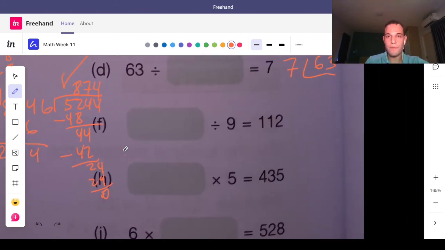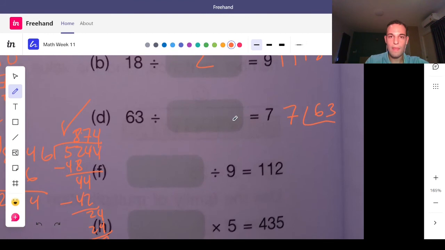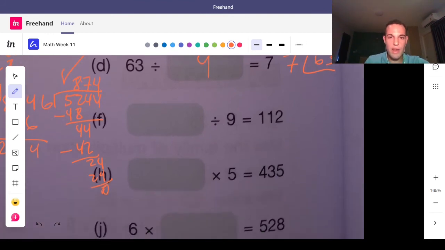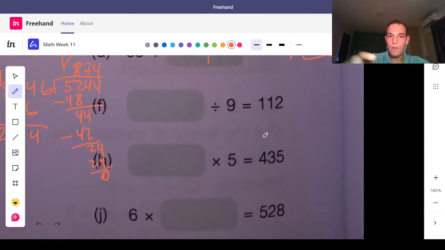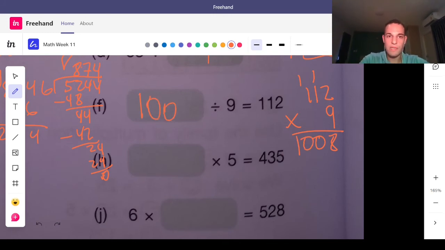Now let's check G. Oh no, F. Let's go to F. We forgot to write the 9 here. All right, let's go to F. We need to find this number. So that means we need to do the same thing, 112 times 9. 9 times 2 is 18. 9 times 1 is 9 plus 1 is 10. And 9 times 1 is 9 plus 1 is 10. So the answer is 1008.